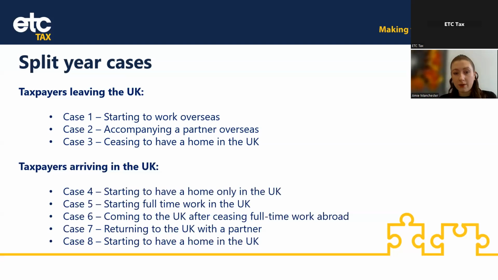There's 5 cases for taxpayers arriving in the UK, so there's a couple more. Where the individual is starting to have a home only in the UK, where the individual is starting full-time work in the UK, where the individual is coming to the UK after ceasing full-time work abroad. So say they've been on an assignment overseas and they're now returning back to the UK now that has ended, returning to the UK with a partner and starting to have a home in the UK. That case 8 is quite similar to case 4. However, you'll notice that case 4 is in relation to having a home only in the UK, and case 8 is just having a home in the UK, so still having the home abroad.